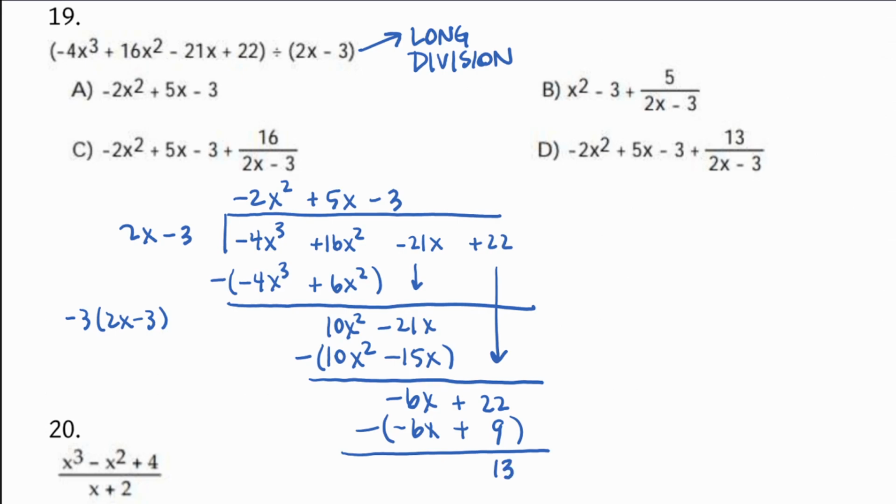Okay, so I'm looking around at the answer choices. This is the only one with a remainder of 13, so I'm going to go with that, right? Probably good that I make sure that the rest of it matches up. Negative 2x squared, positive 5x, negative 3. Yes, and plus 13 over 2x minus 3.